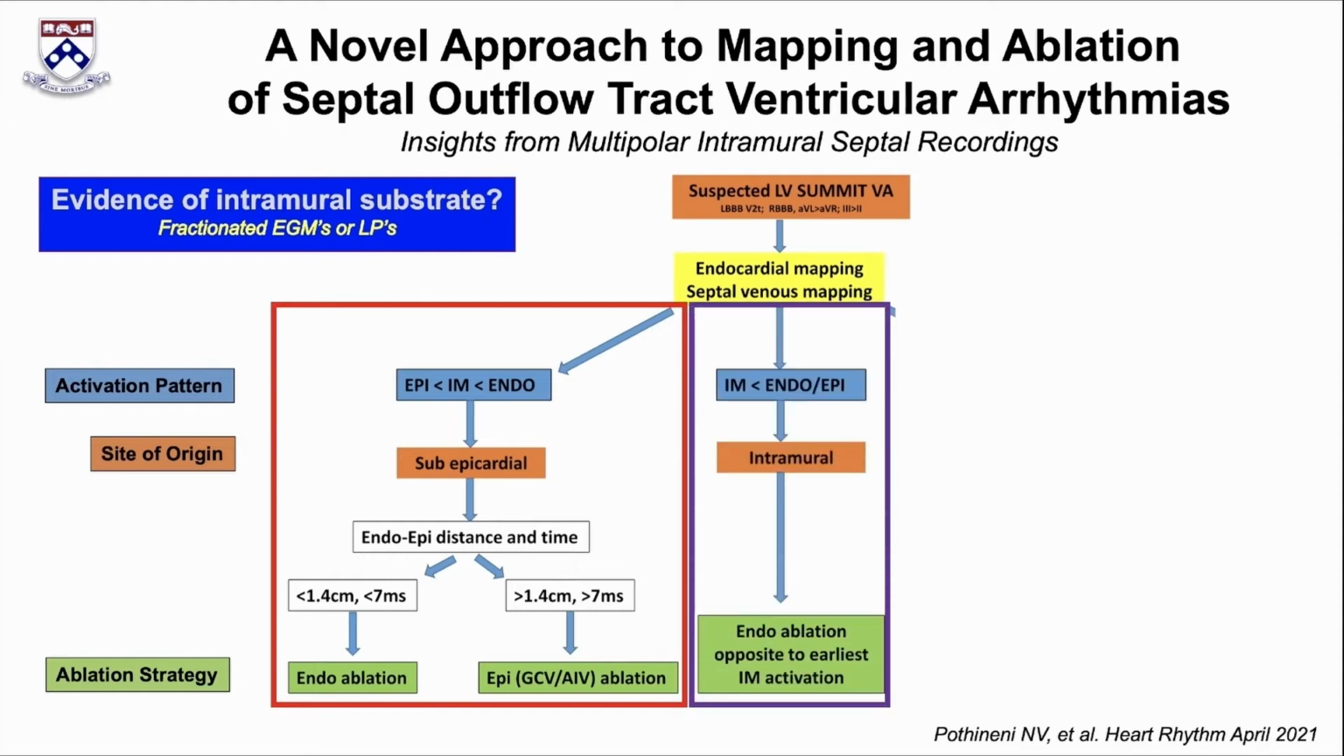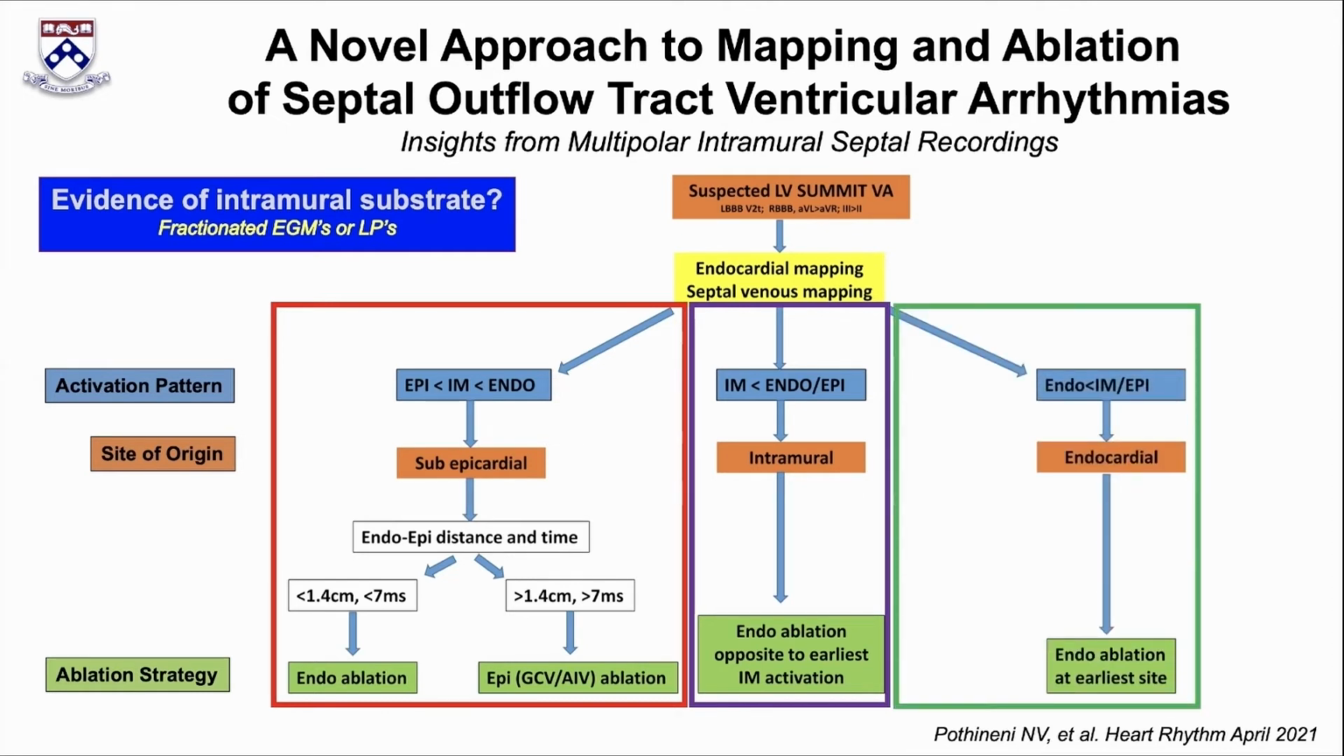Then there are the patterns that we are talking about today, which is intramural location. That means that it's early in the intramural space, so your venous mapping is going to be earlier than anything else. And as I described, you do endo ablation opposite to early sites to target that tissue. And then, of course, you have the pattern of being early in the endo. That means you have an endocardial to epicardial activation, and that's something you ablate from the endocardium.